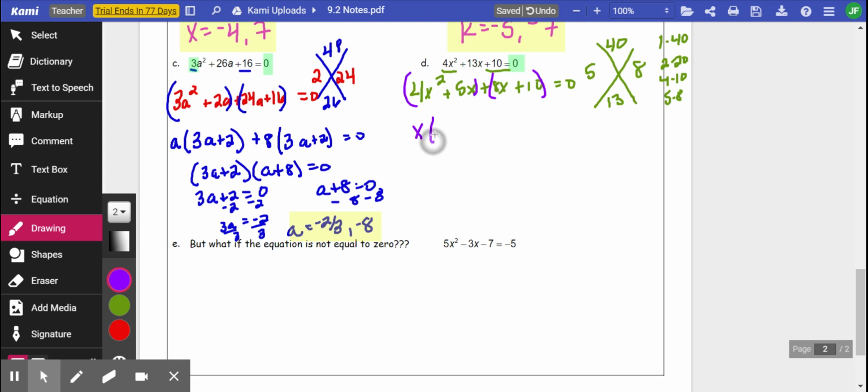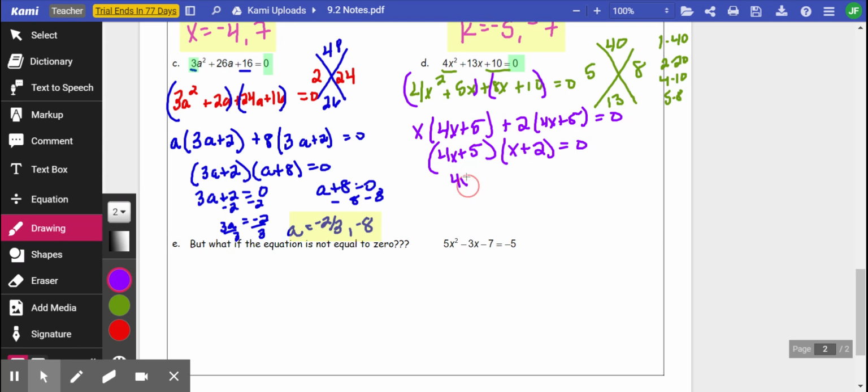So take out your x to get 4x plus 5, divide by 2 to get 4x plus 5, and then factor out that common group. So 4x plus 5 is in common, pulling it out front. X plus 2 is left over, and then solve each of those. So subtract 5 from both sides to get 4x equals negative 5, and then divide by 4. So my answer is negative 5/4 and negative 2.